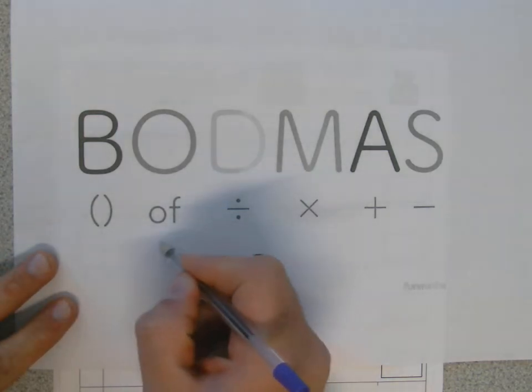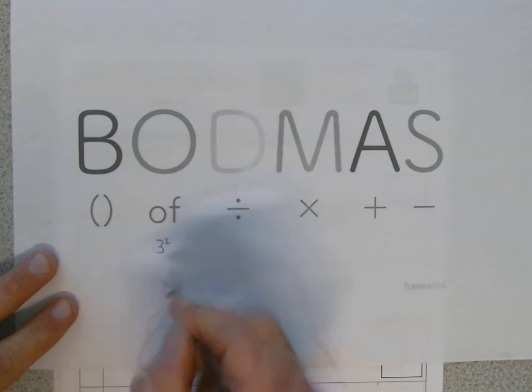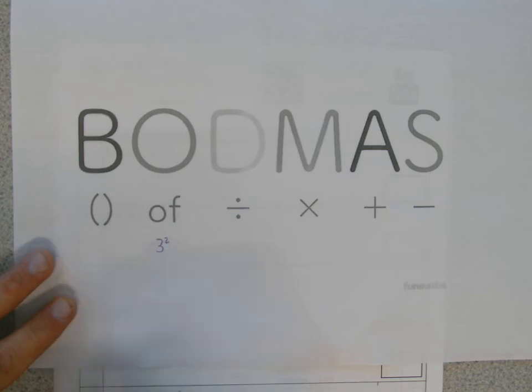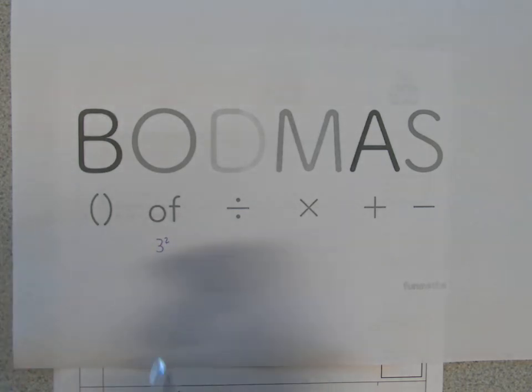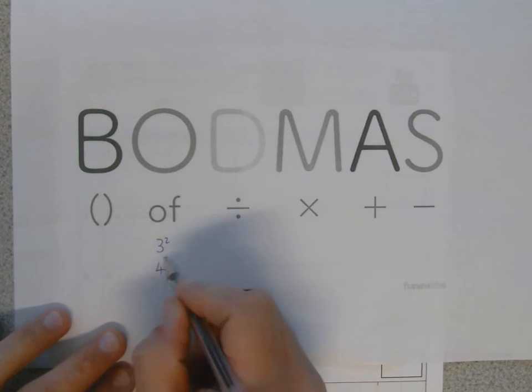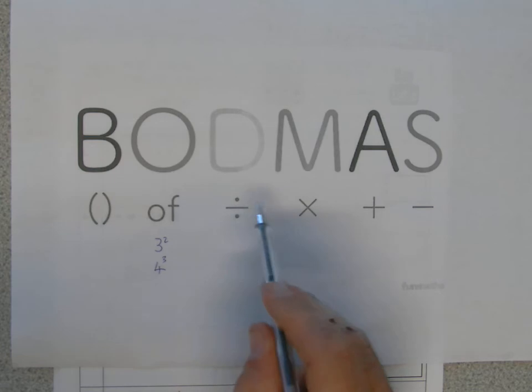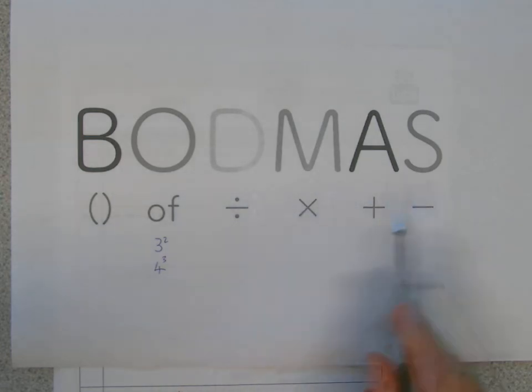So, for instance, if you have 3 squared, we often say this is the square of 3, so that's where that comes into it, or you could have the cube of 3. So that's what comes after the brackets. Then the next ones are quite straightforward: divide, multiply, add, subtract.